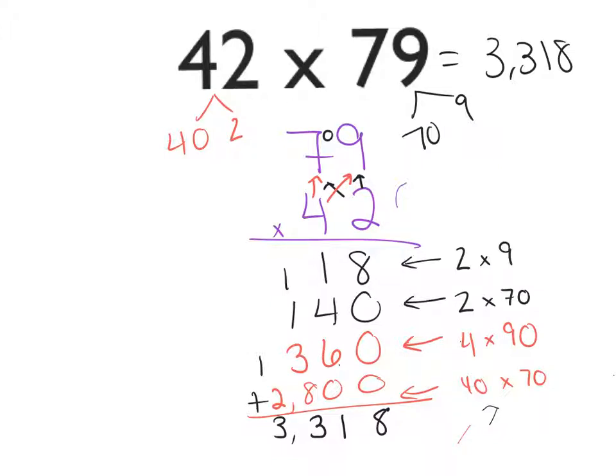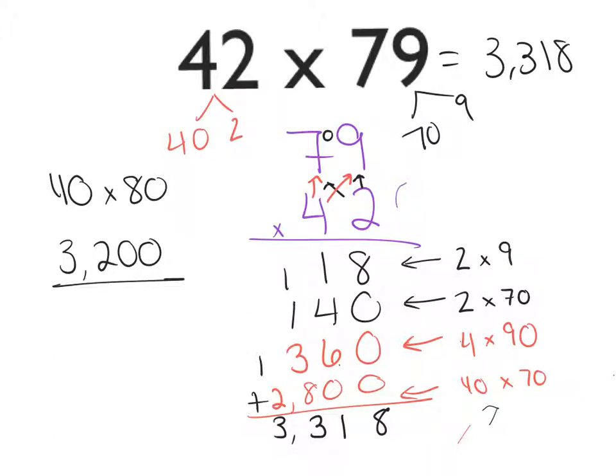So let's check to make sure this answer makes sense. If we estimate, we have 40, again, times 80, which we know from the last problem is 3,200. So 3,200 is our estimation. 3,318 is our final answer, and they are close. So more than likely our answer is correct unless we just simply added something wrong.